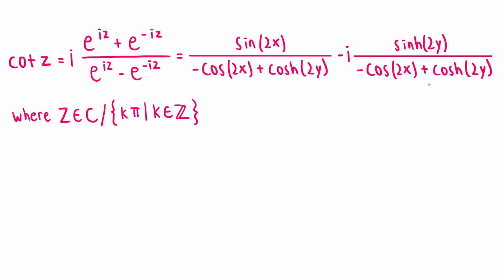We also need to keep in mind the restricted domain. Cotangent of z is defined for all complex numbers, except for k pi for all integer values of k.